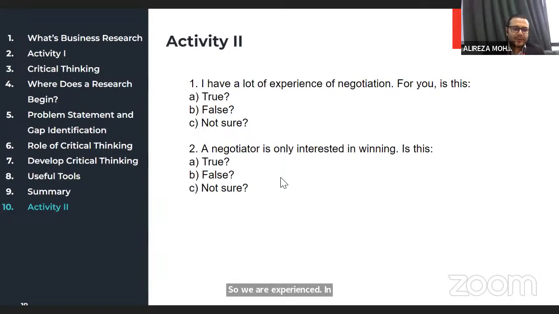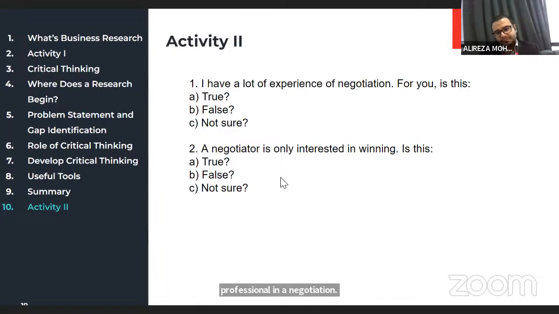If you look at it from when a baby is 1 minute old, negotiating for milk, cries loud, and so wins all the arguments, all the negotiations. As a kid, until we reach our last days, we are constantly negotiating. So we are all experienced. Those who said false for number 1, I don't blame you, because you might have overthought it or confused it with being an expert or professional in negotiation.